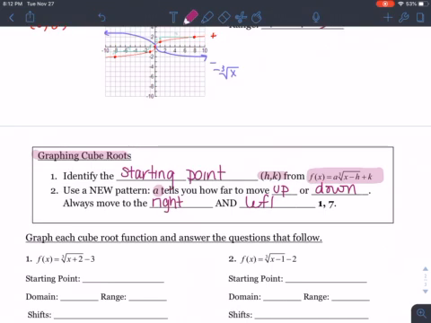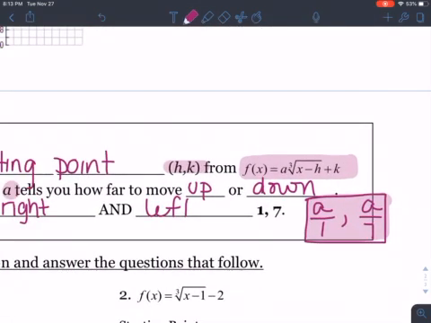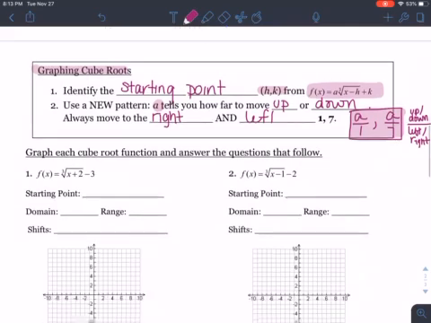So we are going to have that pattern of a over 1, a over 7. You need to remember to go both in the positive and negative direction, or left and right, I should say. A over 1, a over 7. This is our pattern. Again, A, you are going up or down, and that 1 and 7 is the left and the right. All right, let's try it out.